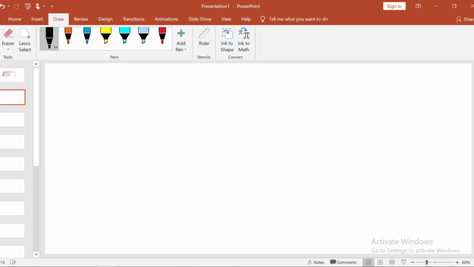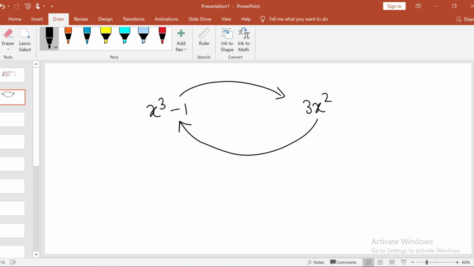Remember I told you integration is a reverse process of differentiation. So let's say you have x cube minus 1. You differentiate it, you will get 3x square minus 0, right? Now when you integrate this function, you have to get x cube minus 1. Let's integrate 3x square dx. You keep 3 as it is.